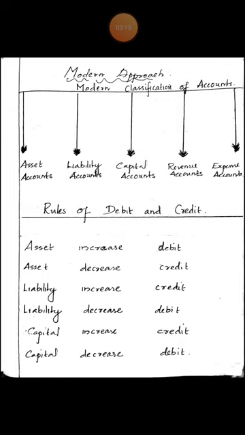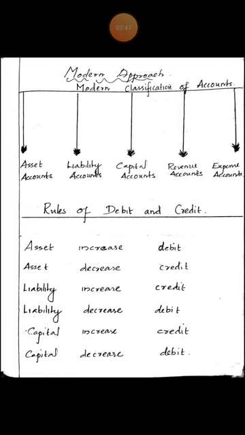Next, expenses accounts. These are accounts of expenses or losses incurred in carrying on the business. Examples: purchases, wages, salaries, rent, etc. Rule of debit and credit: debit the increases and credit the decreases.